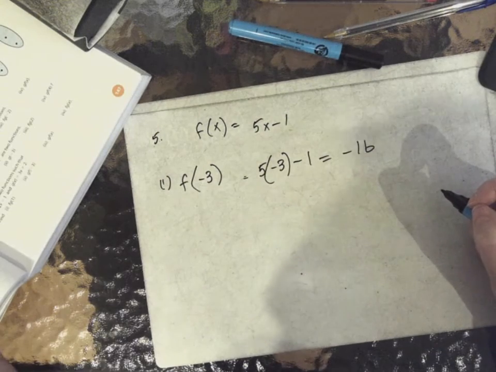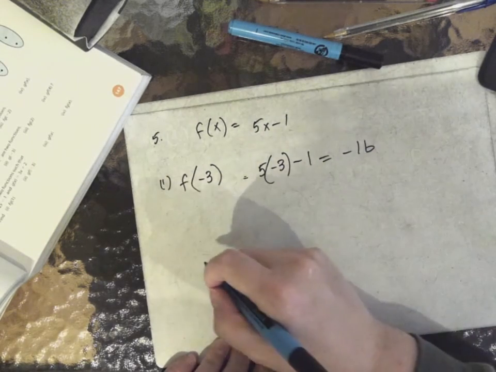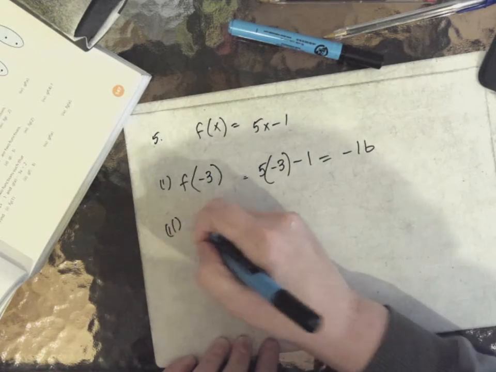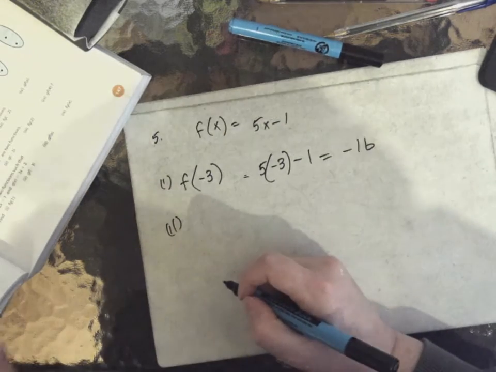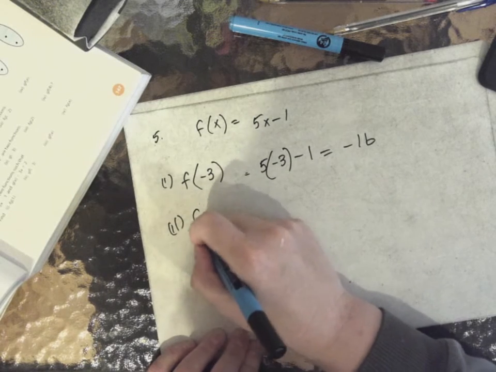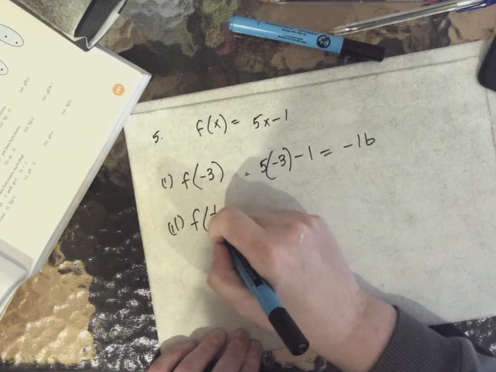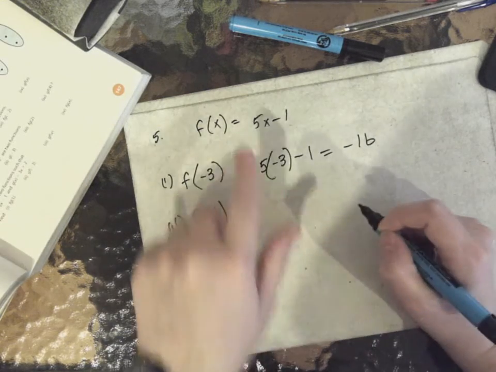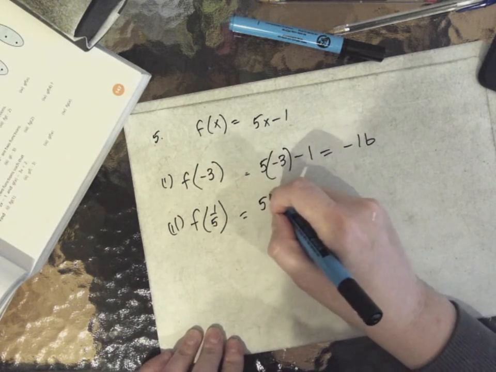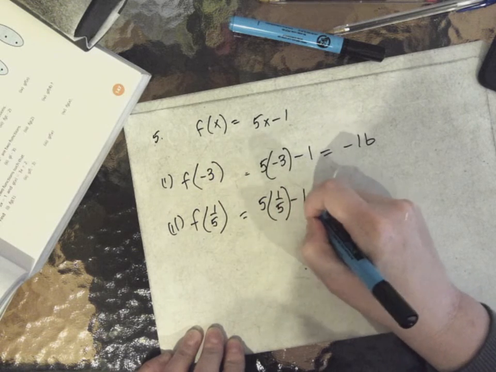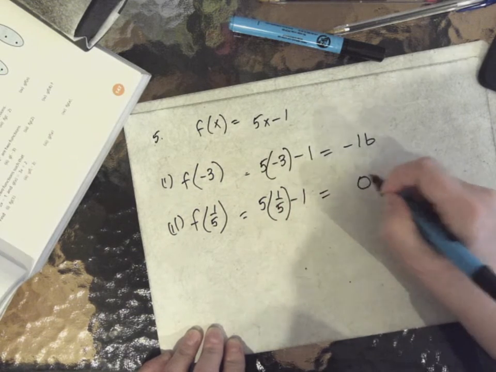Okay, and part 2 asks me for f of 1/5. So it's the same, the 1/5 is in the bracket, so that means put it in for x. So everywhere you see an x, put in a 1/5. So that's 5 times 1/5 minus 1 into the calculator, and you get 0.